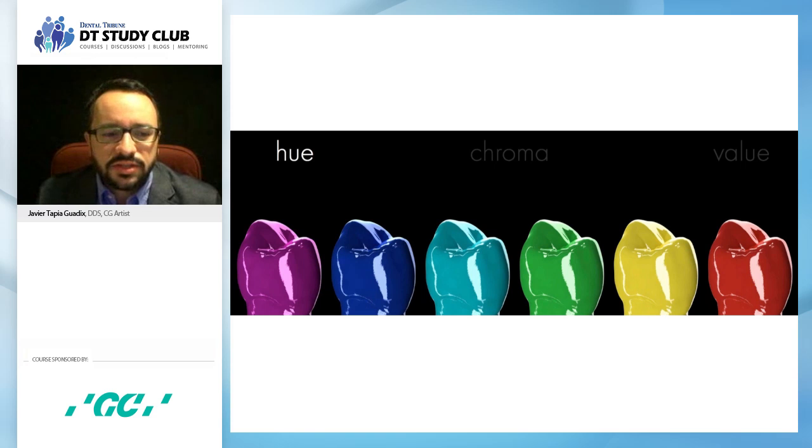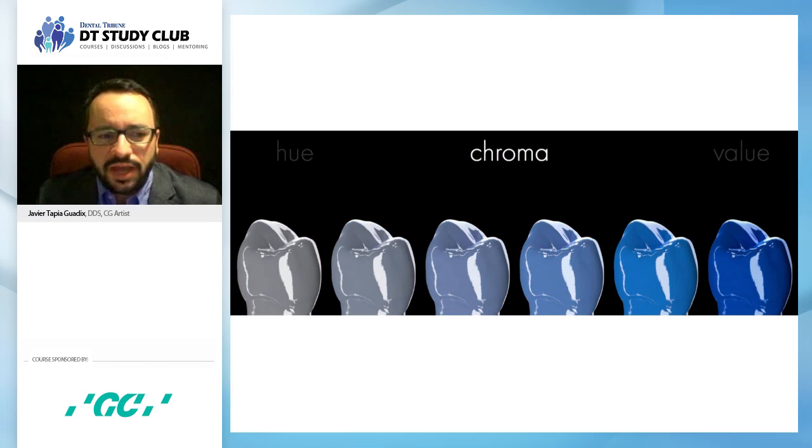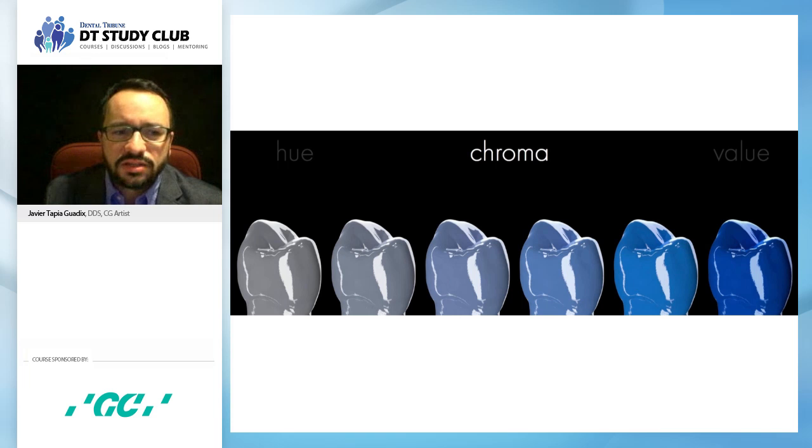Hue is what we understand about the color. It's just red, green, blue. It's very simple, straightforward. Then we will have chroma. Chroma is the level of intensity of this hue. It's just like a saturation. We can have a very pale blue, as you can see on the left, or we can see a very saturated, very intense blue, as we can see on the right.